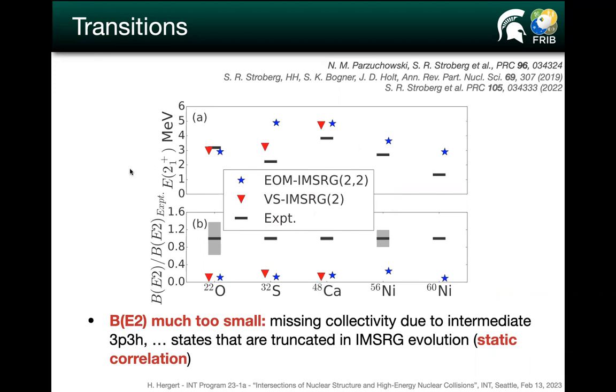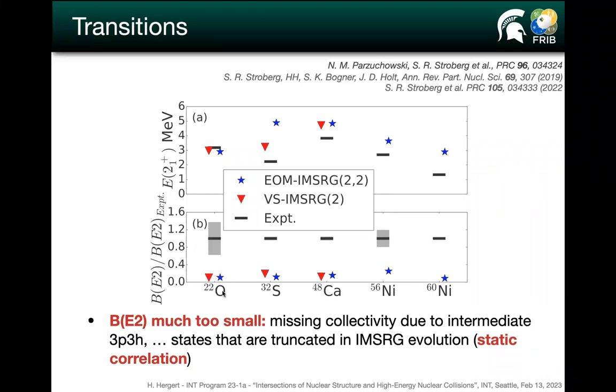So on top, there are the 2+ excitation energies for the valence space IMSRG and a no-core excited state method that I really don't want to go into a lot of detail on, other than to say that it's kind of consistent with the valence space IMSRG, and the energies are not so terrible. But then if you look at the BE2 values, which are shown in the lower panel, they are significantly underestimated compared to experiment.